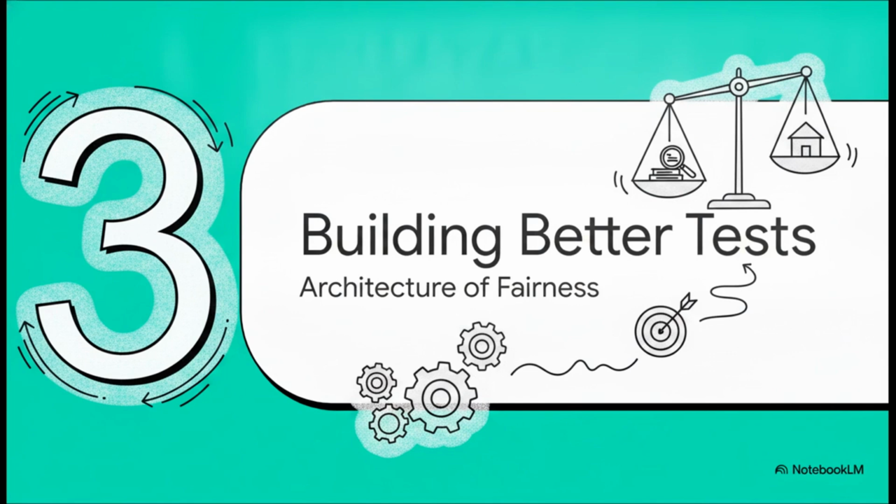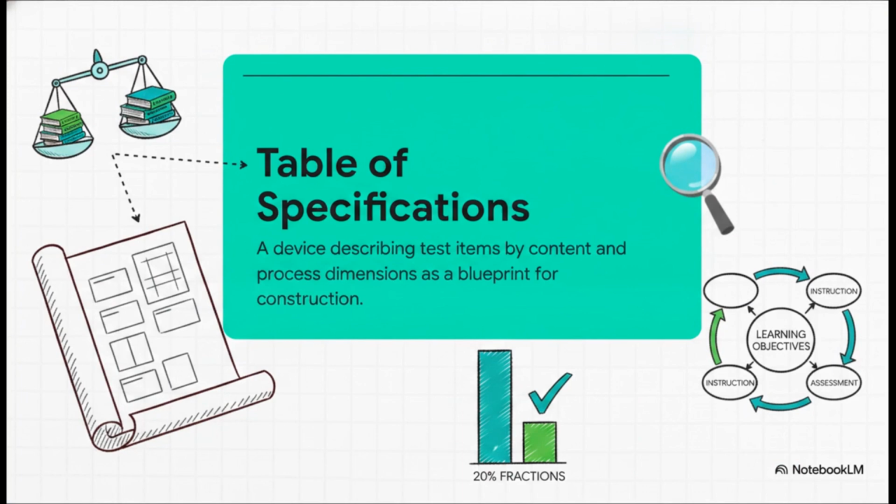That brings us to Section 3, building a better test, the architecture of fairness. Before handing out that final summative exam, teachers have a massive responsibility to ensure the test is fair, reliable, and actually measures what it claims to measure. To guarantee this content validity, teachers don't just randomly write questions. No way. They use a critical blueprint called the Table of Specifications, or TOS.